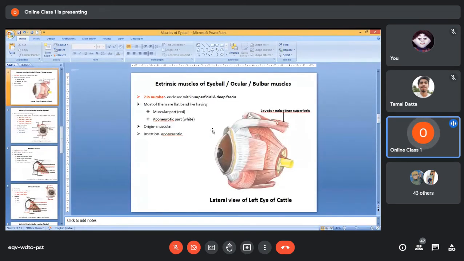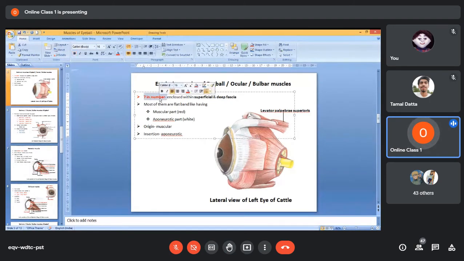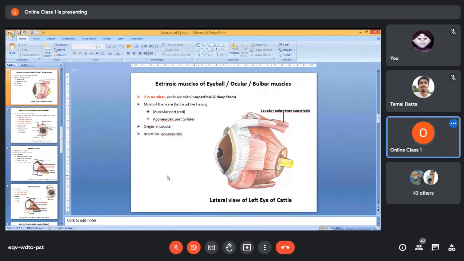Now, coming to the extrinsic muscles of the eyeball. These extrinsic muscles are also called ocular muscles, or bulbar muscles, and they are a total of 7 in number. Try to remember their number: there are a total of 7 ocular or bulbar muscles. These 7 muscles are enclosed within the superficial and deep fascia of the eyeball.